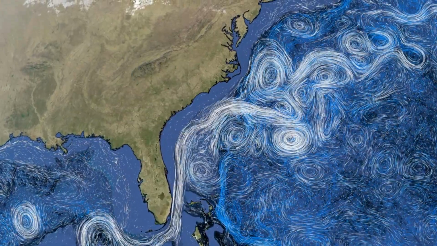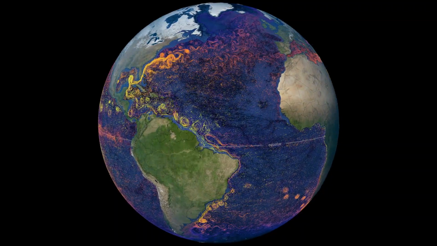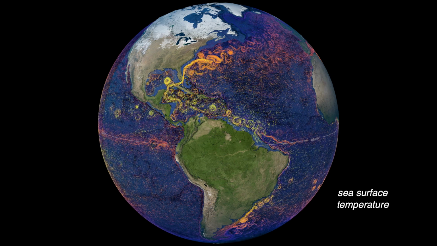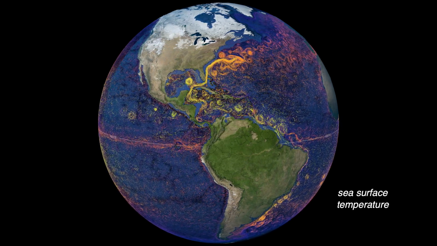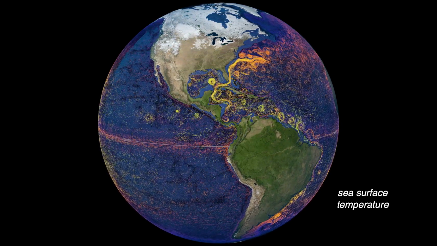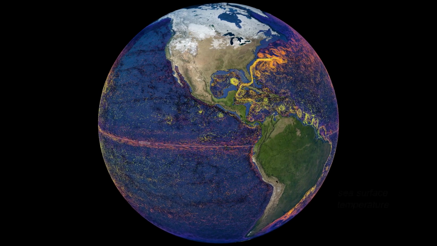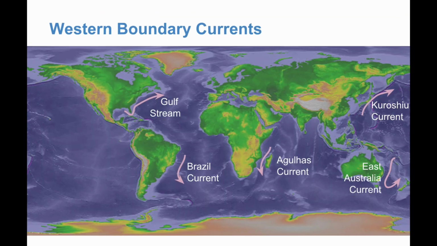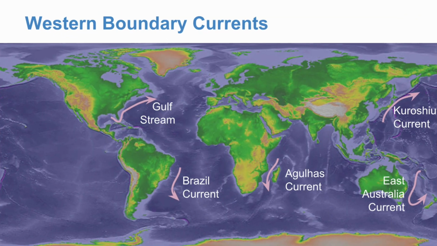Now, what's important about these currents is not only their speed and their characteristics, but that they transfer heat to the polar regions. And so this is a key ingredient in the ocean for moving heat from the equator toward the poles. Other major currents will be the eastern boundary currents. Then we have the transverse currents. We also then have finally the Antarctic circumpolar current. There are also currents in the Arctic and some other minor ones, but these are predominantly the major currents around the world. So let's take a look at those western boundary currents and their limits.